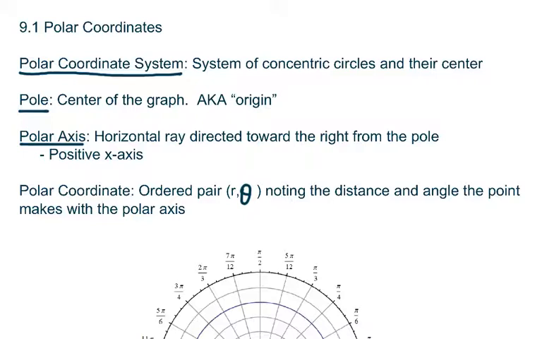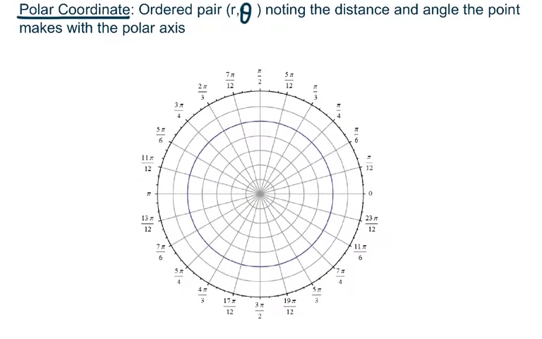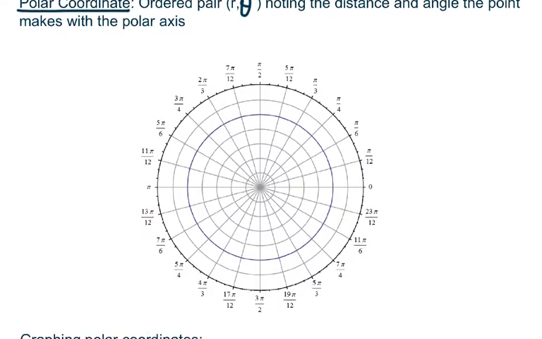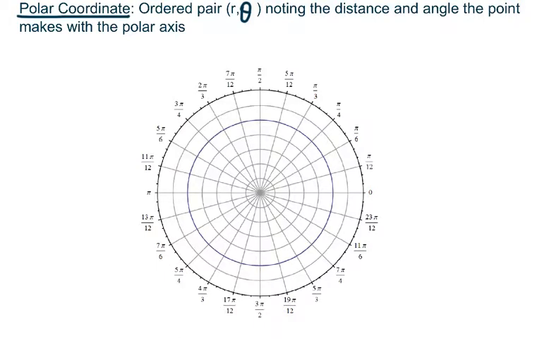Okay, and we can plot what are called polar coordinates on our graph. Polar coordinates are ordered pairs in the form r comma theta, noting the distance and the angle the point makes with the polar axis. So this is an example. This picture right here is an example of the polar coordinate plane. You can see concentric circles, meaning they're just emanating from the center, getting farther and farther away, and we have angles as well. The polar axis would be the positive x-axis, starting at the origin and working our way out to 0 degrees or 0 radians.